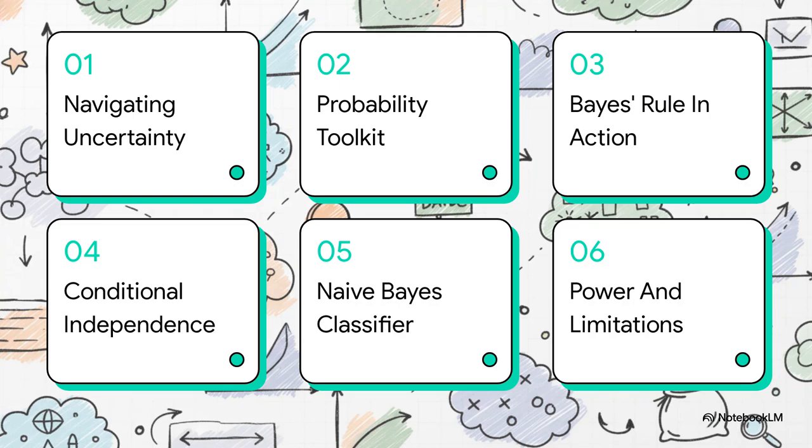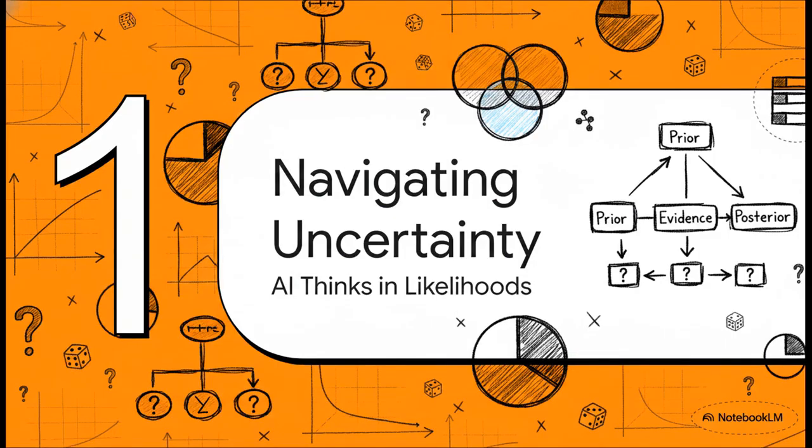Here's our roadmap for today. We've got 6 key steps: navigating AI's uncertainty, unpacking the core probability toolkit, seeing Bayes' rule in action, exploring conditional independence, breaking down naive Bayes classification, and finally, looking at its power and limitations. Let's jump right in. Section 1.